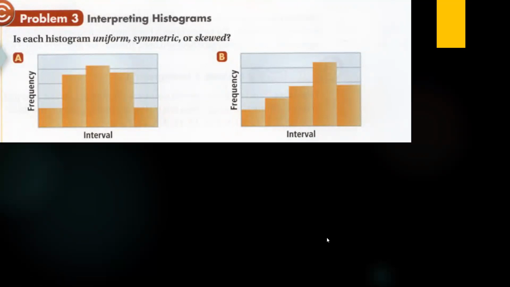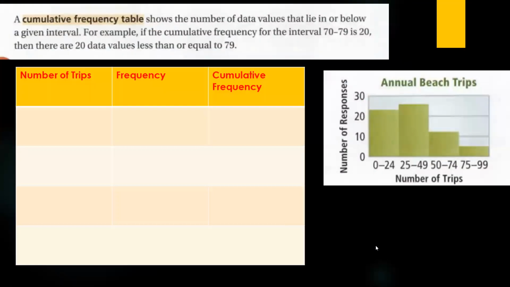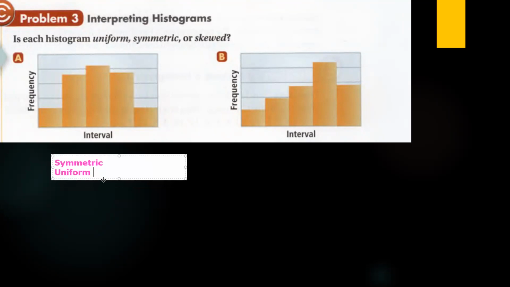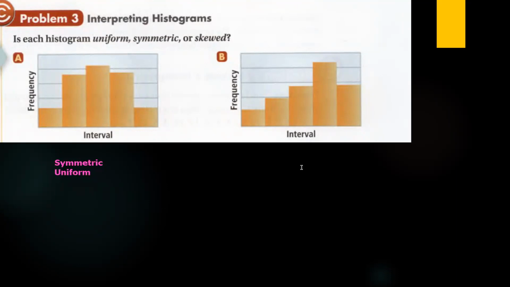So you can assume now that they are symmetric and uniform, because they have the same length, and if you divide them into two equal halves, they match. The second one is skewed, bravo. They are going now to the right. That's it.